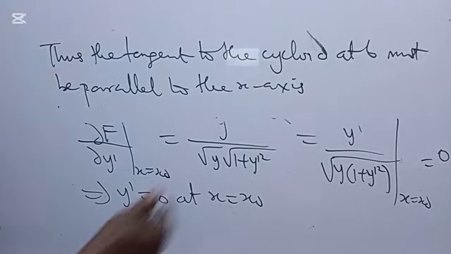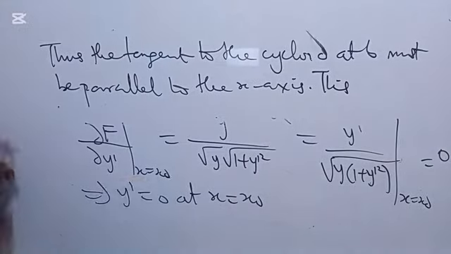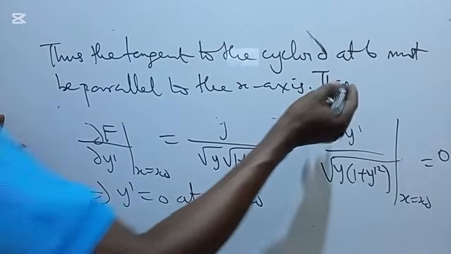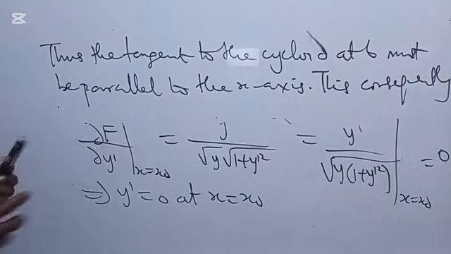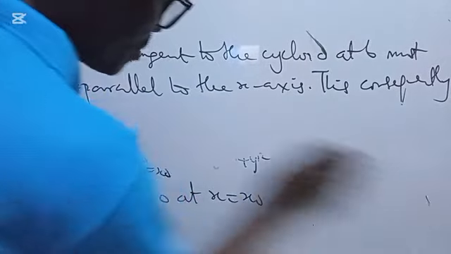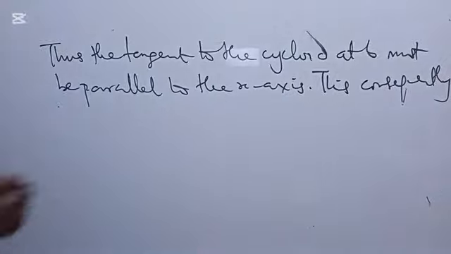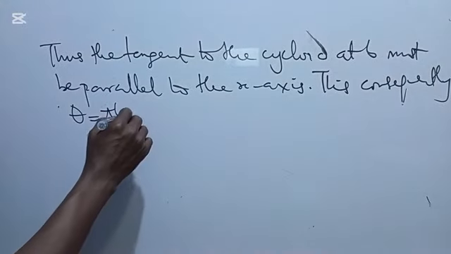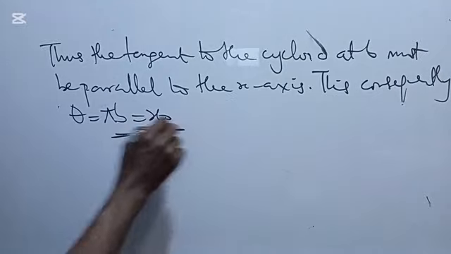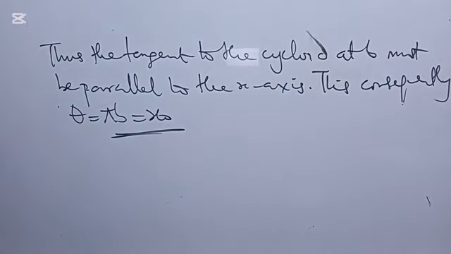So multiplying pi by b, this consequently gives, because our theta will be pi, theta equals pi, multiplied by b, which is equal to our x naught. So the equation of the tangent to the cycloid at that point B, which must be parallel to the x-axis, with pi b is equal to x naught. So in this case, we have come to the end of this particular question.